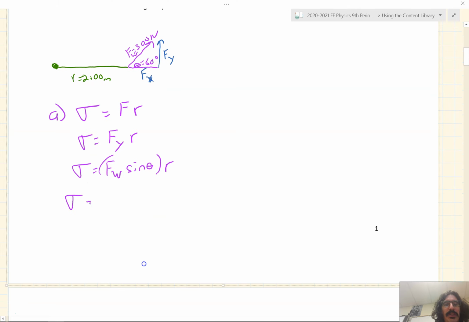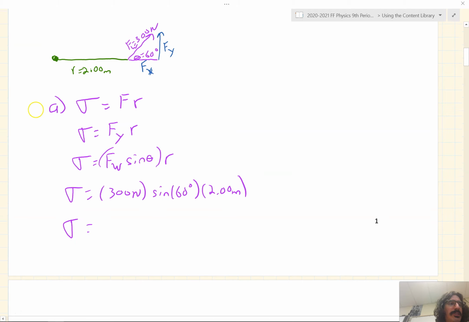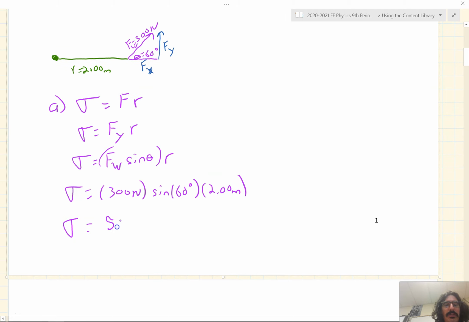So now we just plug and chug. 300 newtons times the sine of 60 degrees times 2.00 meters. And we get the torque exerted on the door to equal 520 newton meters.